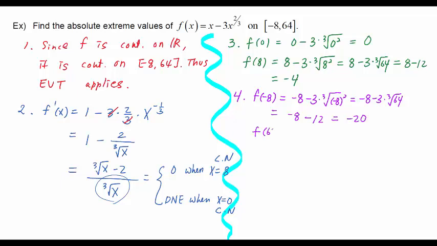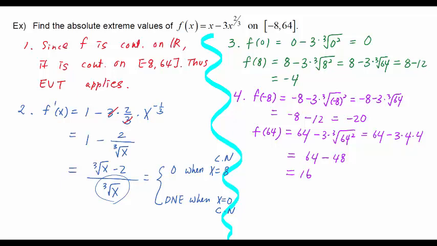f of the other endpoint, 64, is 64 minus 3 times the cube root of 64 squared, which is equal to 64 minus 3 times the cube root of 64 times 64, because it's 64 squared. Each of the 64s will come out as 4, so that will be 4 times 4, which is 16. 64 minus 16 times 3 is 48. And when you subtract 64 minus 48, you get 16.